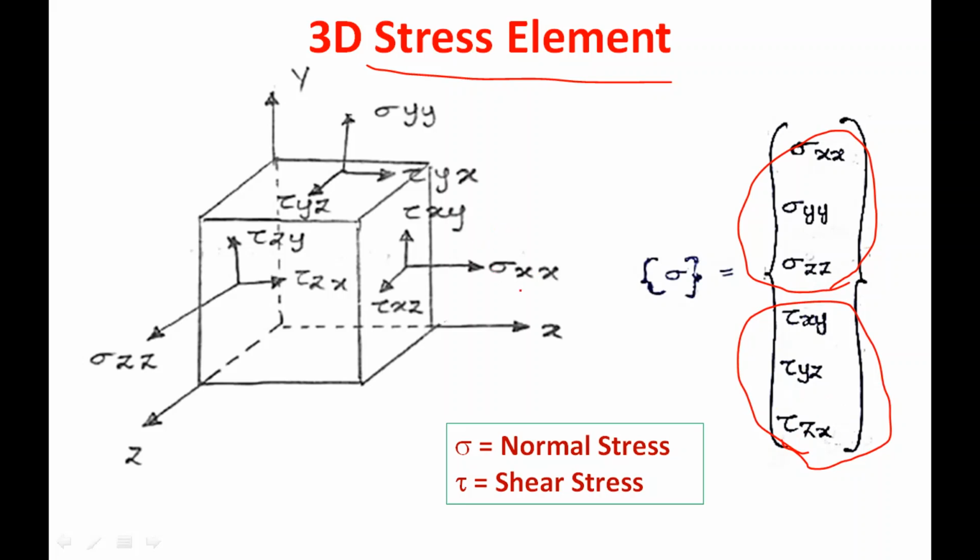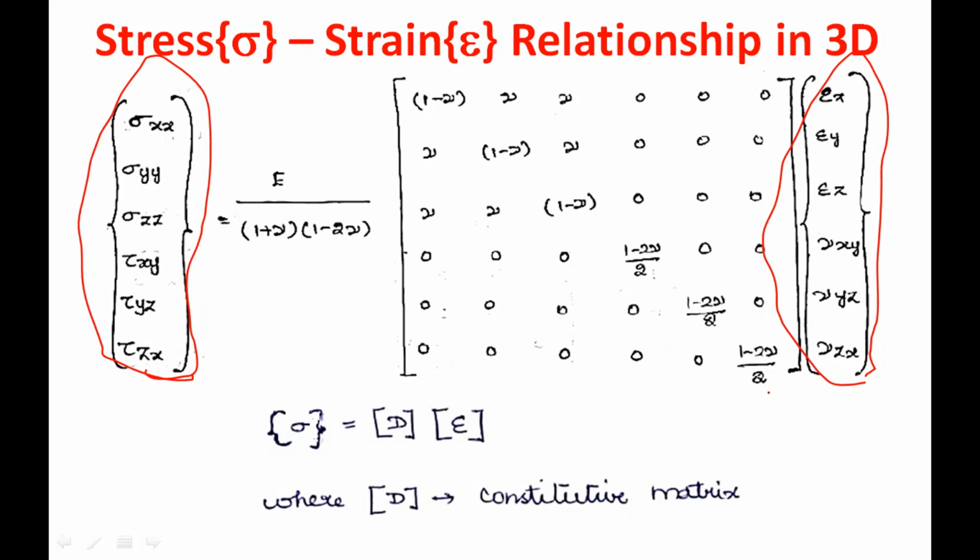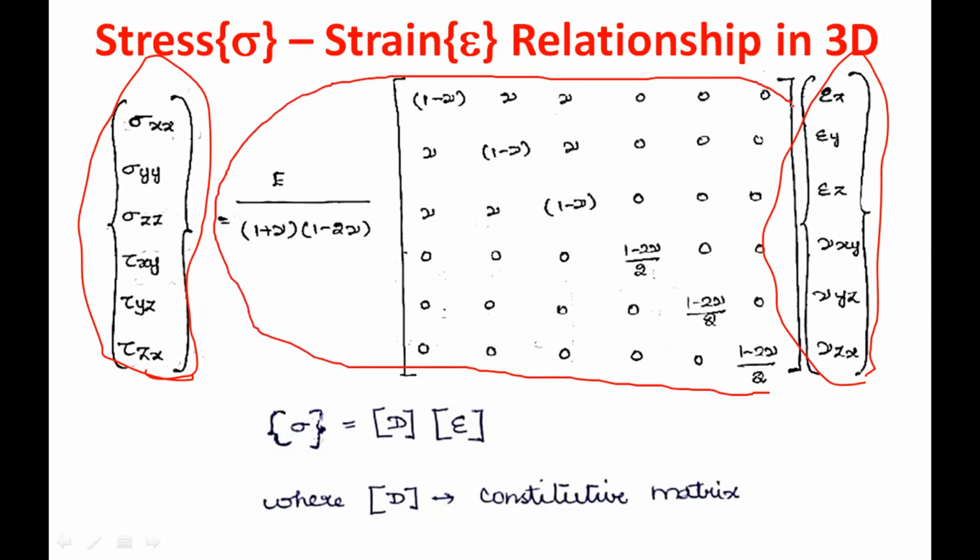We have discussed how to denote the normal stress as well as the shear stress using this three-dimensional stress element, and how to derive the stress strain relationship matrix for the three-dimensional element also. So this is the three-dimensional stress matrix, and on the right hand side we have the strain matrix. To relate the stress and strain, we have this 6 by 6 square matrix. This is called a constitutive matrix or elasticity matrix or stress strain relationship matrix.